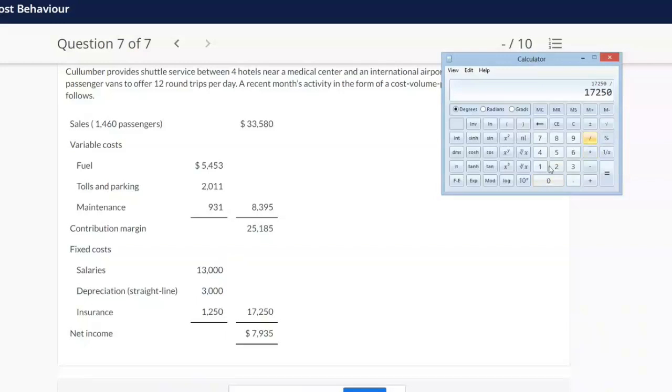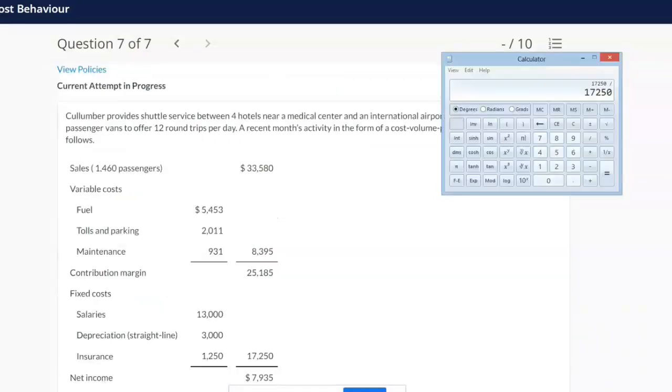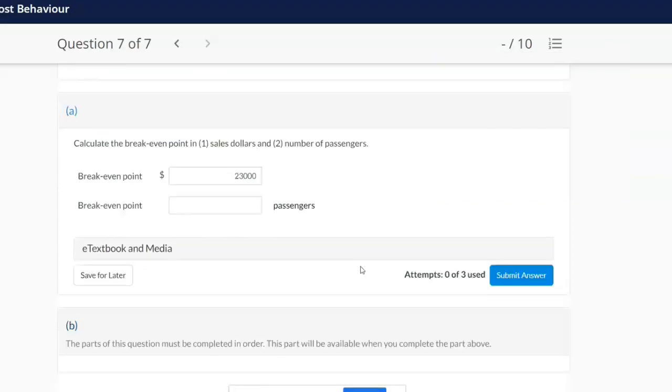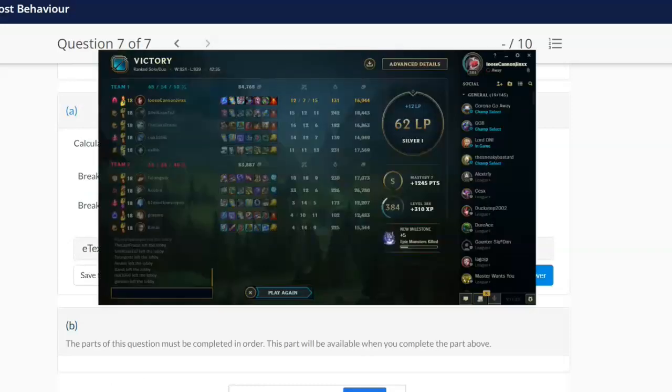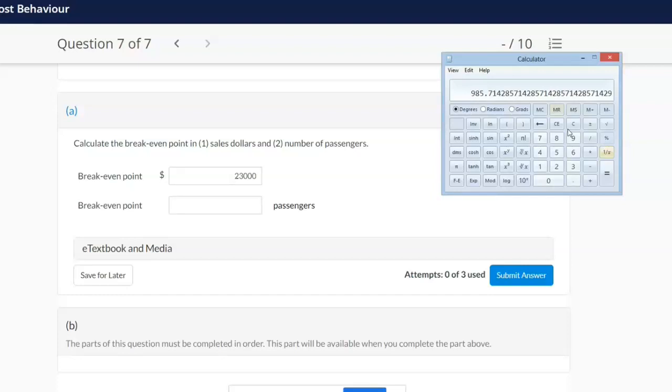What was the contribution margin? 17.5, I think. Does that sound right? No, that's not right. Okay. Wait 1 second.